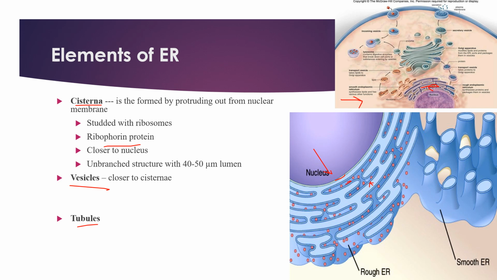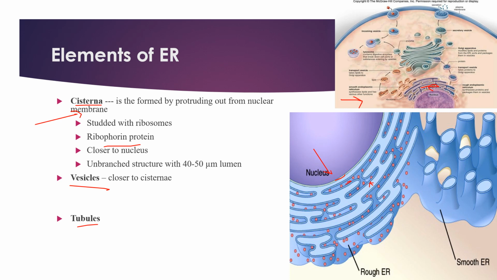So the first element was cisterna, and let me explain again. Firstly, cisterna protrudes out from the nuclear membrane, and it is a flattened structure, and they may or may not be connected to one another. On that, ribosomes are present, and ribosomes are studded with the help of a protein called ribophorin protein. Because this structure protrudes out from the nuclear membrane, that's why it is closer to the nucleus and it is an unbranched structure.